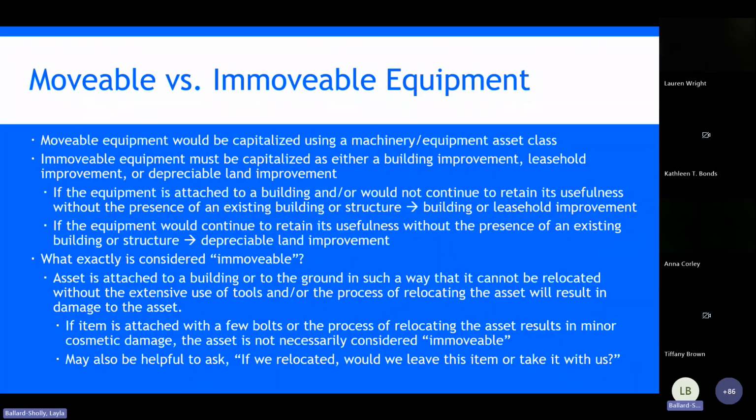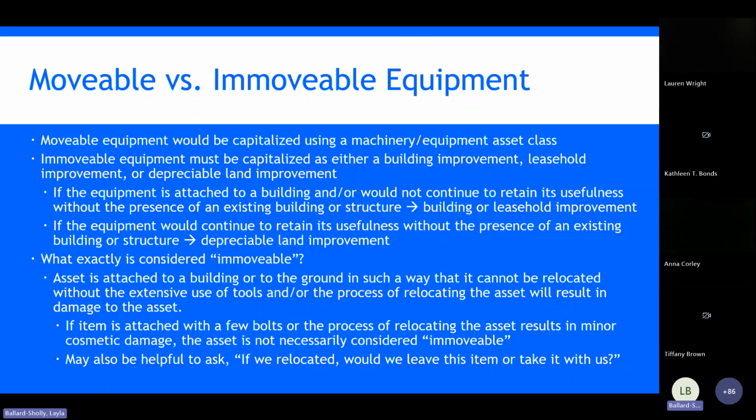Again, like I said, movable equipment, because equipment's really the main thing that this gets tricky with, would be capitalized using a machinery equipment major asset class. There's several different subclasses in SKIS you can choose from. And immovable equipment would be capitalized as either a building improvement, a leasehold improvement, or a depreciable land improvement.